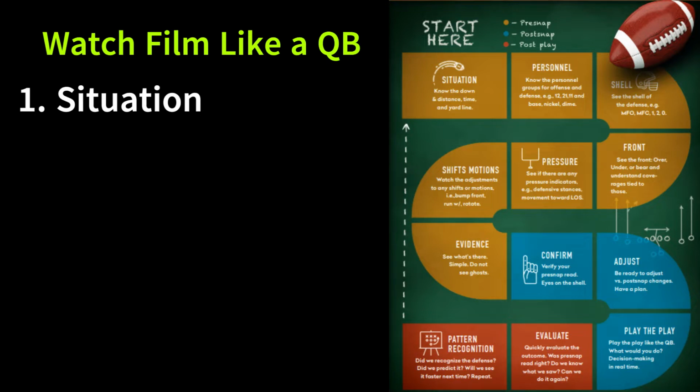The first thing we want to identify is the situation we're in. Know the down and distance, time left, and yard line. Each of your play calls should be catered to the down and distance. And obviously if you're in a 2-minute situation, or end of game situation with a must score opportunity, you're going to have to manage the clock and make sure that most of the plays you call are putting your receivers in a situation where they can get out of bounds to stop the clock.